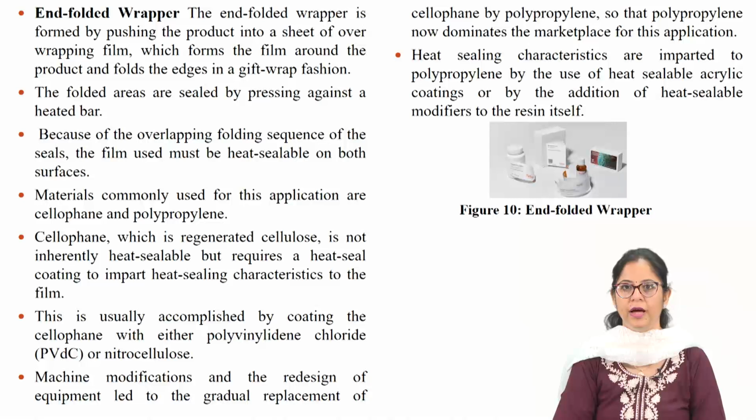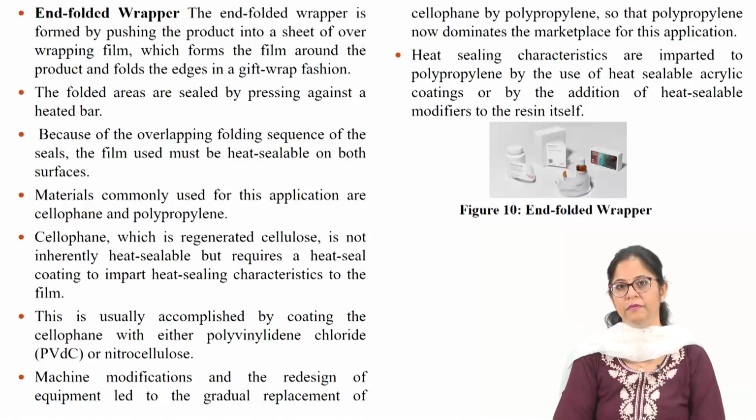Materials commonly used for the application are cellophane or polypropylene. Cellophane, which is regenerated cellulose, is not inherently heat sealable but requires a heat seal coating to impart heat sealing characteristics to the film. This is usually accomplished by coating the cellophane with either polyvinylidene chloride or nitrocellulose. Machine modifications and the redesign of equipment led to the gradual replacement of cellophane by polypropylene, so that polypropylene now dominates the market for its application.